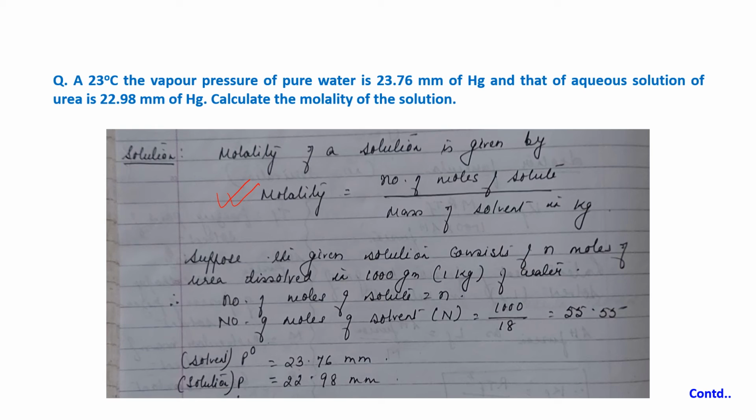Suppose the given solution consists of n moles of urea dissolved in 1000 gram or 1 kg of water. So, number of moles of solute is equal to n, that we don't know. Number of moles of solvent, capital N, is equal to 1000 divided by 18, because 18 is the molecular mass of water. So we are getting 55.55. That is the number of moles of solvent. P naught is given, that is 23.76 millimeter, and vapor pressure of the solution is also given, 22.98 millimeter.